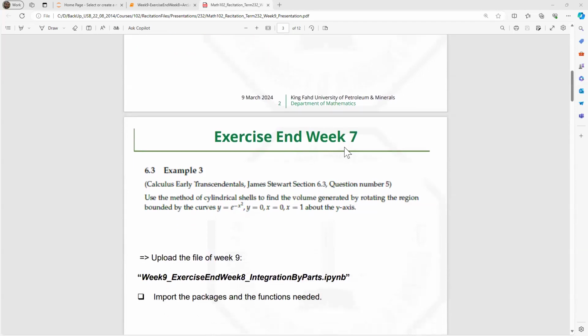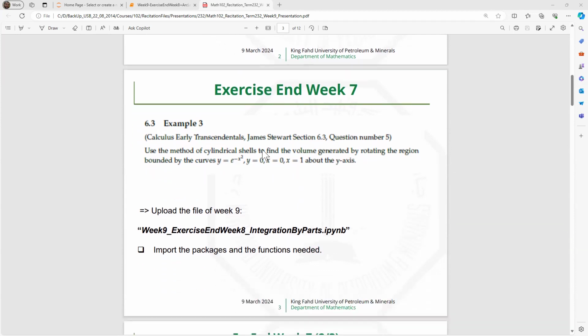Here it says week 7, but it's at the end of week 8 because we have a different configuration for this semester, 232. So the exercise says: use the method of cylindrical shells to find the volume generated by rotating the region bounded by the curves y equals e to the power minus x squared, y equals 0, x equals 0, and x equals 1 about the y-axis.